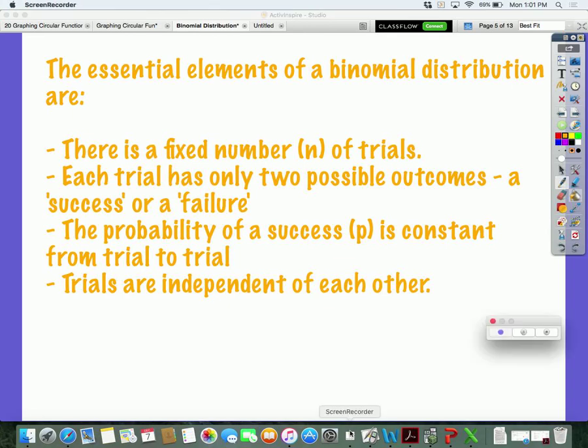Third, the probability of success is constant from trial to trial, meaning the probability of flipping a head is the same whether you flip it the first time, the 12th time, or the 19th time. The probability of getting a head is the same from experiment to experiment. And lastly, the trials are independent of each other, meaning that flipping a coin the first time has no effect on the outcome when you flip it the second time. All these things have to be true in order for it to be a binomial distribution.